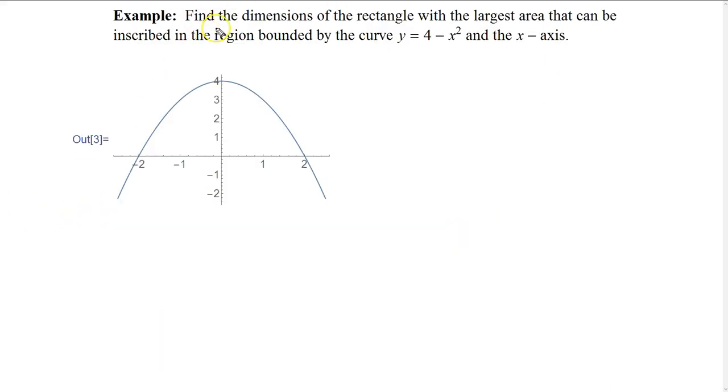Now here we want to find the dimensions of the rectangle with the largest area that can be inscribed in the region bounded by the curve y equals 4 minus x squared and the x-axis. So down here we have the graph of 4 minus x squared. It's just a parabola with a y-intercept of 4. What we mean by inscribing a rectangle is you want to put a rectangle in here that looks like this.